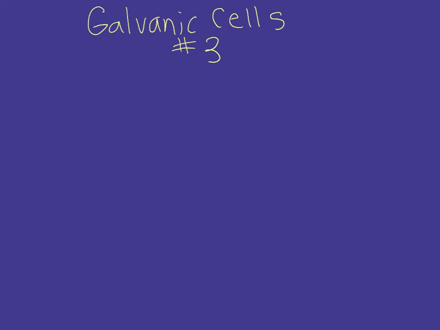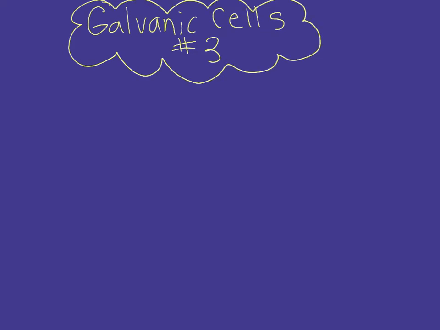All right, so welcome to Galvanic Cells number 3, and this is again going to be another practice problem. But what's going to be different about this one is it's also going to be based on the same principles of single replacement reactions, except this one's going to include an acid as one of the half cells. And so it's going to be a little bit different setup.